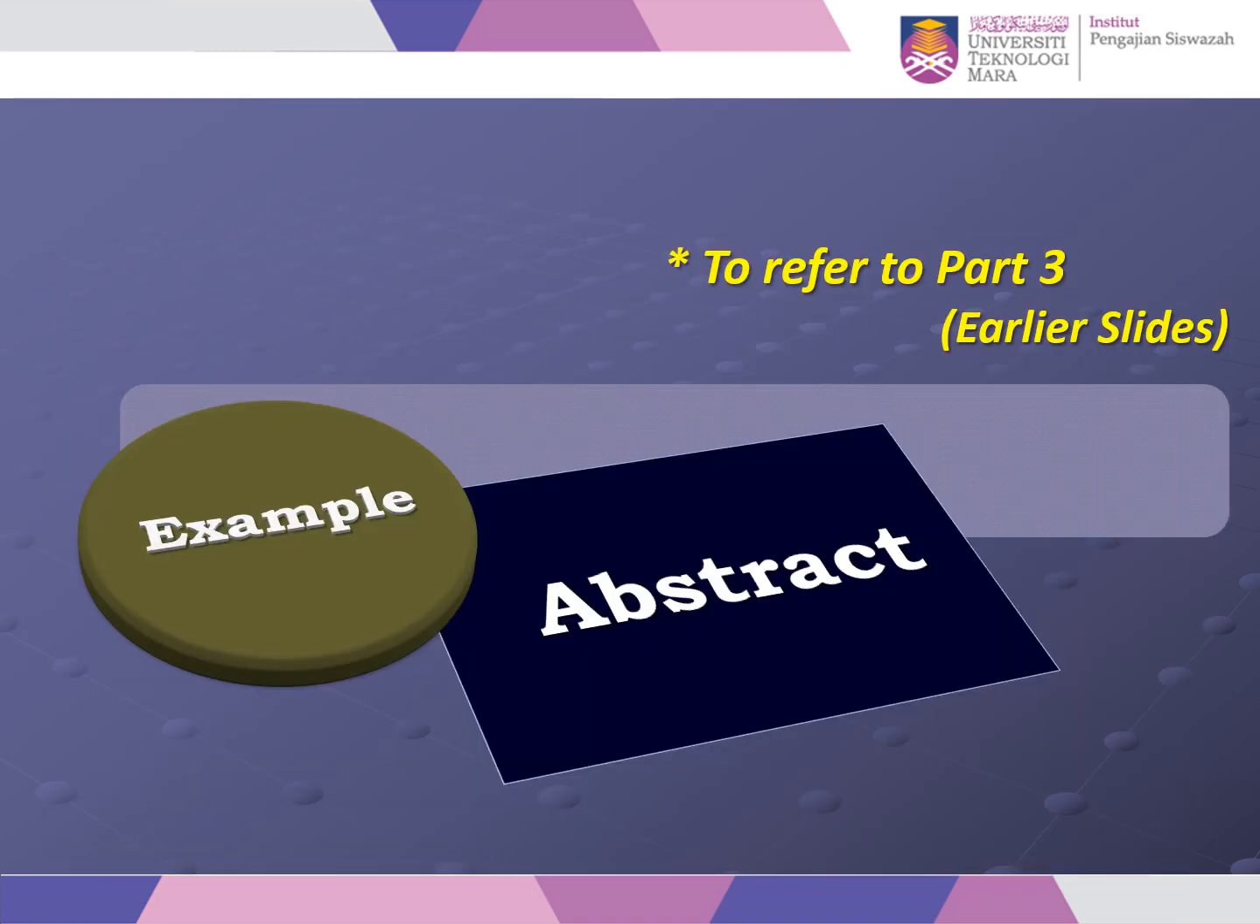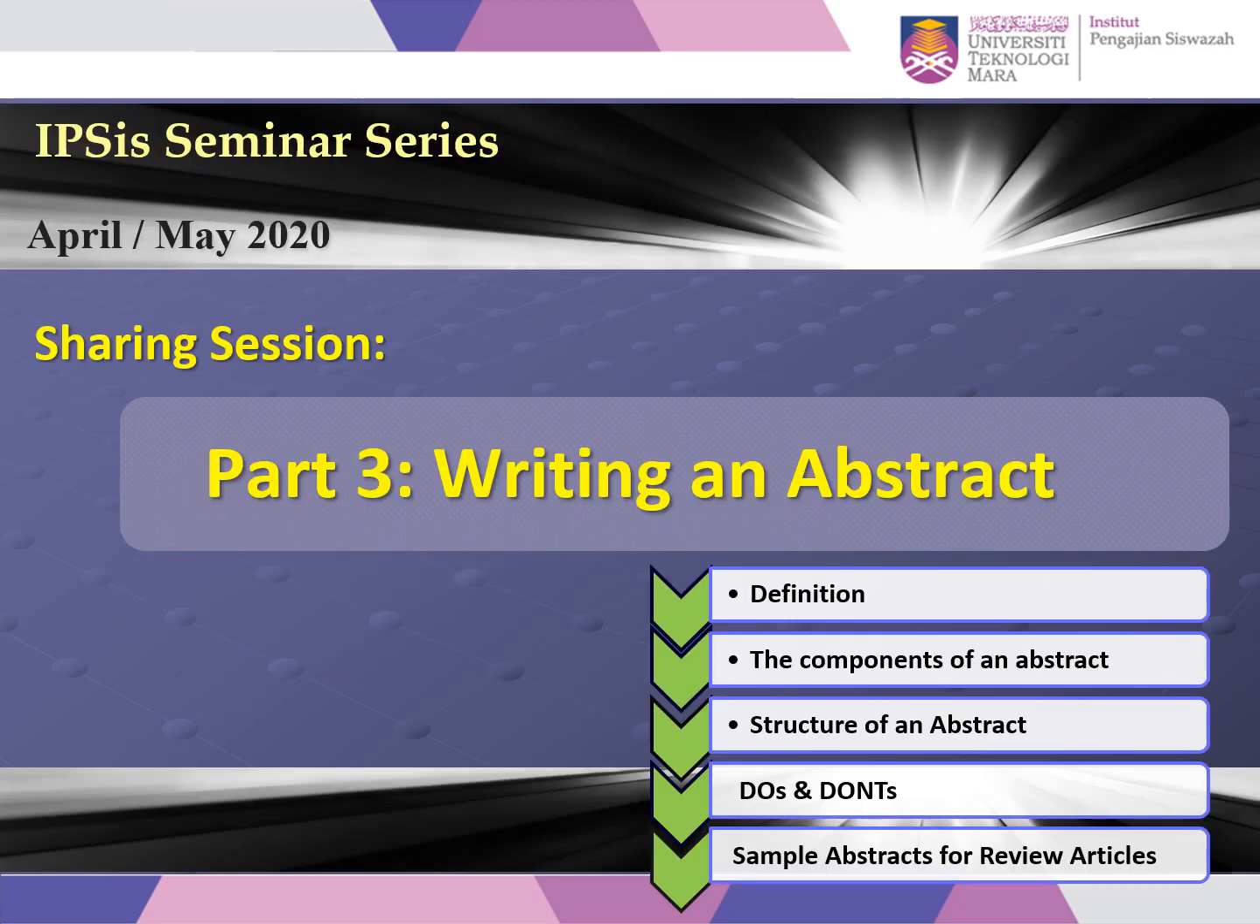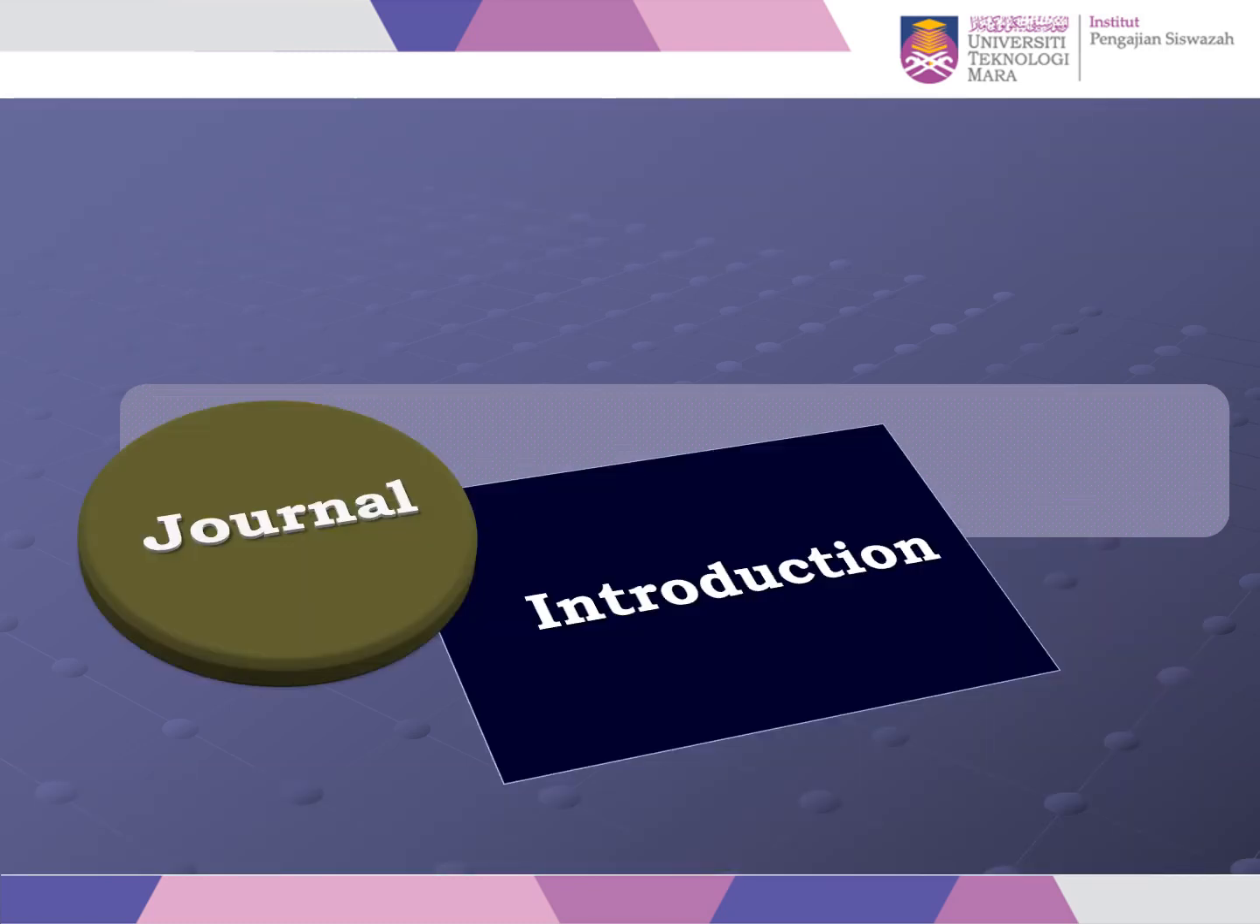Now, for an example of an abstract, you may refer to part 3, the earlier slides, because I have presented quite lengthy, just focusing on how to write the abstract. In general, I have discussed the definition, the components of an abstract, the structure of an abstract, the do's and don'ts, and also we looked at a sample abstract for a review article. So if you need to look at it again, you may look at part 3. Now, I start straight away with the journal introduction, how to write it.